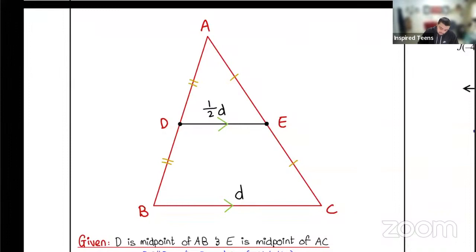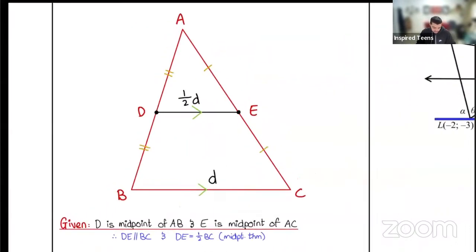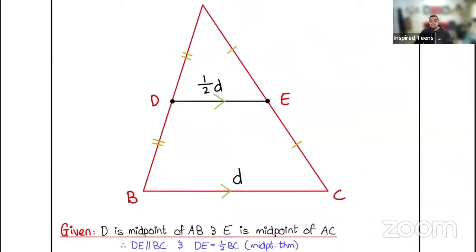The main thing is the midpoints. According to the given statement, D is the midpoint of AB and E is the midpoint of AC. If both midpoints are given and the line is drawn between them, what you can deduce is: therefore, DE is parallel to BC.